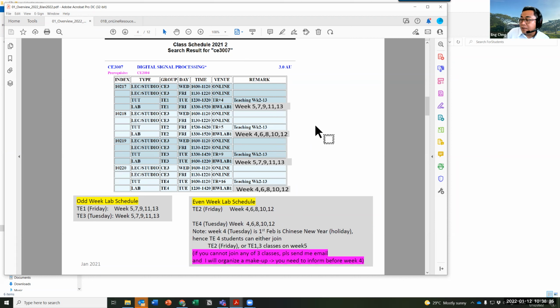Right, someone asked, is the tutorial offline? So the tutorials, okay, it says that the tutorials are TR+4, TR+5. Basically, you have to go there physically, the tutorials. But what I'm going to do is this. I'm going to do the tutorials and the lab Q&A during the lecture hours. That means during this hour, as well as the Friday lecture hour.